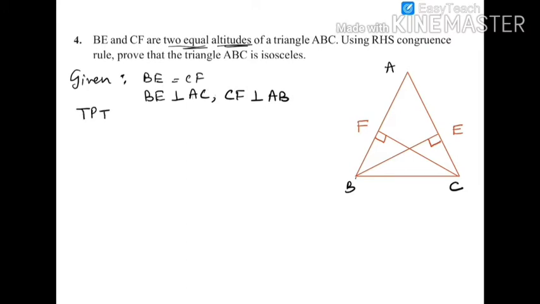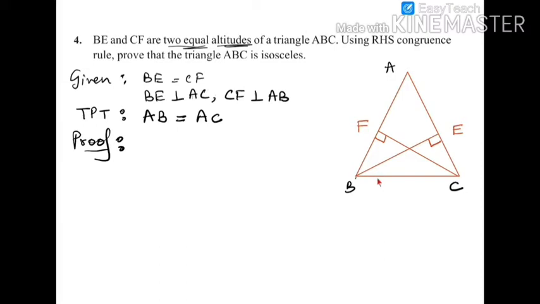What do we have to prove? We have to prove that triangle ABC is isosceles triangle. To show that triangle ABC is isosceles, we will have to show two of its sides equal, that is, we will have to show AB equal to AC. But remember, we have to show this using RHS congruence. So we have to pick up only those two triangles in this figure which can be shown congruent by using RHS.